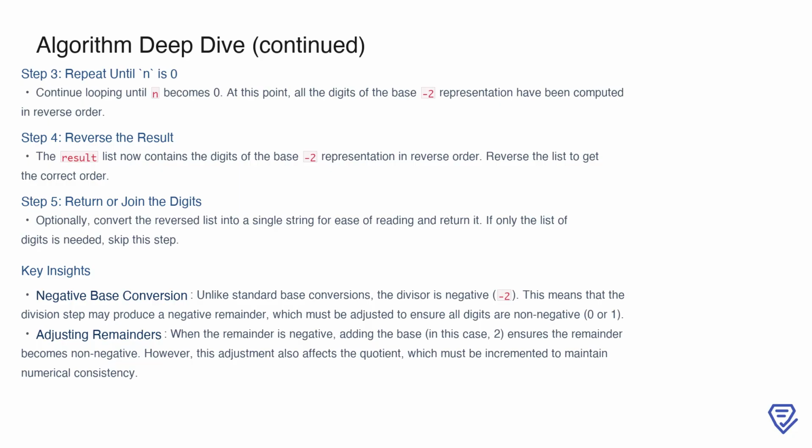A key insight here is the unique nature of negative base conversion. Unlike standard base conversions, where the divisor is positive, the negative divisor introduces additional complexity. Specifically, the remainder from the division can be negative, which is not valid in base -2. To address this, we add the base, in this case 2, to ensure the remainder is non-negative. This adjustment, however, impacts the quotient, which must then be incremented to preserve the mathematical relationship between the quotient, remainder, and divisor. These steps ensure that the algorithm produces a valid base -2 representation.